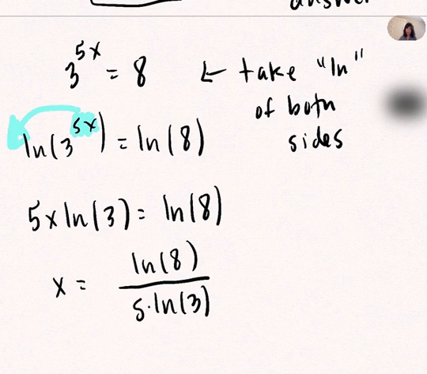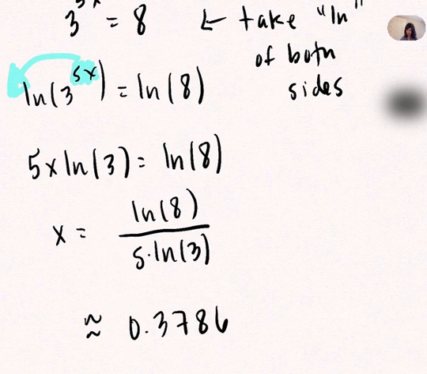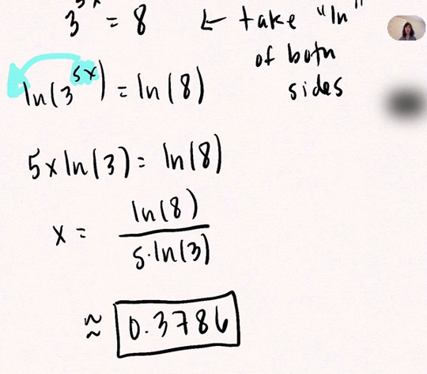And then I can type this into the calculator, where your calculator has a natural log button and you don't have to worry about using the change of base formula. So if you type this into the calculator, you get the exact same answer as we got before, 0.3786, if you round to 4 decimal places. So you get the same answer either way, it's just 2 different techniques. Let's look at a third example.